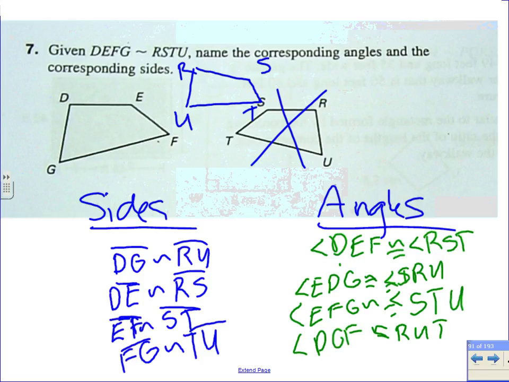For these, that's what I want you to write. You cannot write congruent for the sides because they're not congruent. They're proportional. So yeah, you need to put similar.